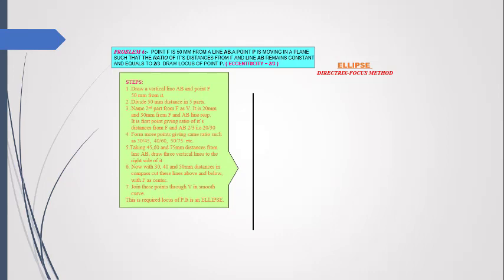Here, let's start from the problem. Here it says that point F is 50 millimeter from a line AB. Point P is moving in a plane such that the ratio of its distance from F and AB remains constant, and it equals 2 divided by 3. Draw the locus of point P. So here you can see the eccentricity is 2 divided by 3, and I have told you if the eccentricity value is less than 1, it will give us an ellipse.